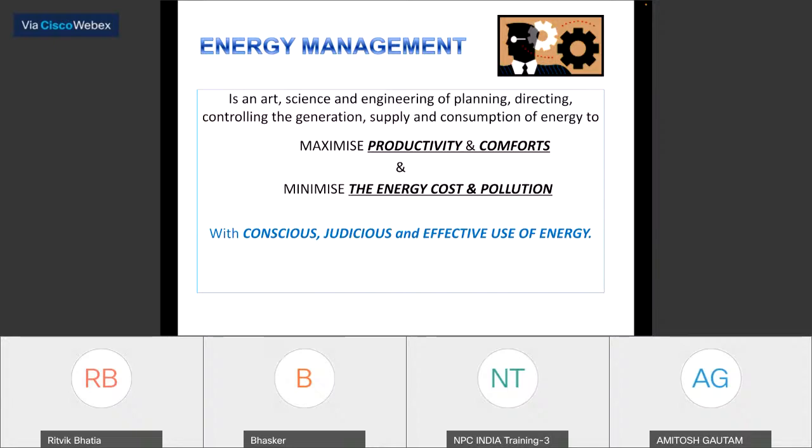You see, we don't want to decrease our comfort. We want to say that we are progressing well, we have more productivity, we have a good status of our life, but with the minimum cost. And we are also facing a lot of problems with pollution, so we have to be conscious.